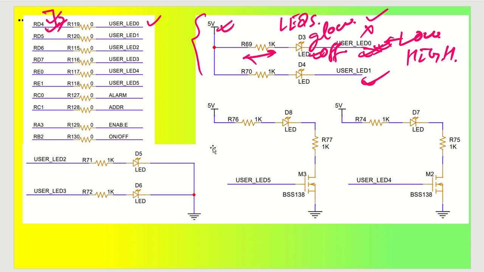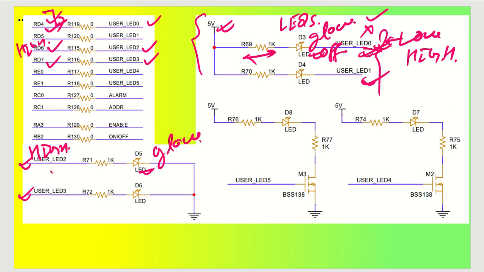Good. Let us proceed to another method. Suppose you don't want to work through the microcontroller way, then you can directly connect to the microcontroller pin, like user LED2 and user LED3 that I have given, which go to RD6 and RD7. Got it? So whenever this goes high, this LED will get power and it will glow. Whenever it is high, it will glow. Whenever it is low, it will not glow. Got it? Same way, user LED 3.